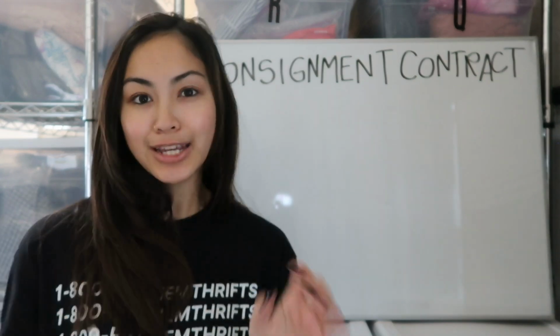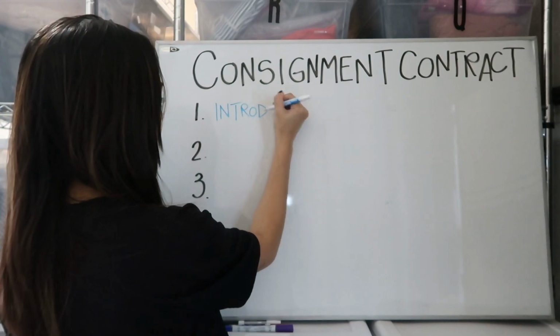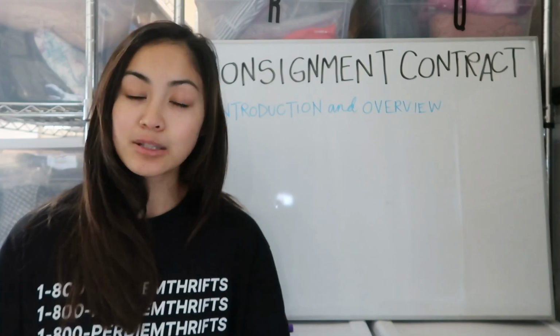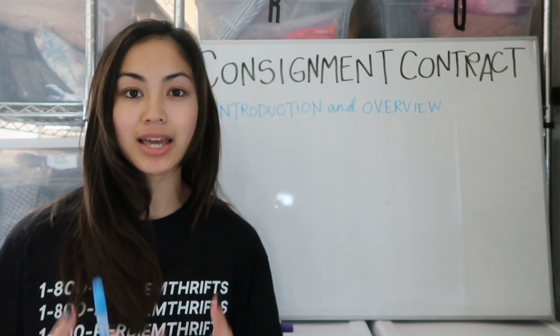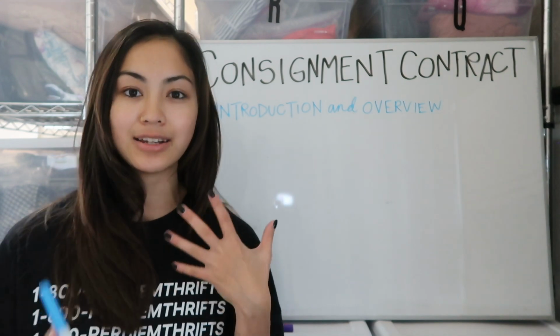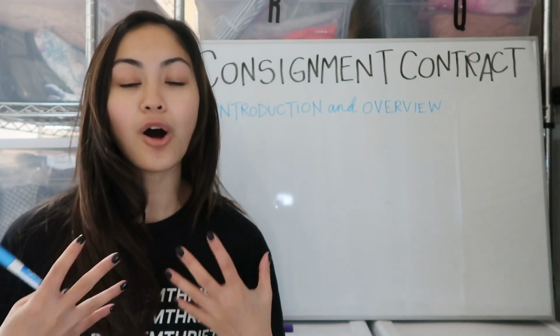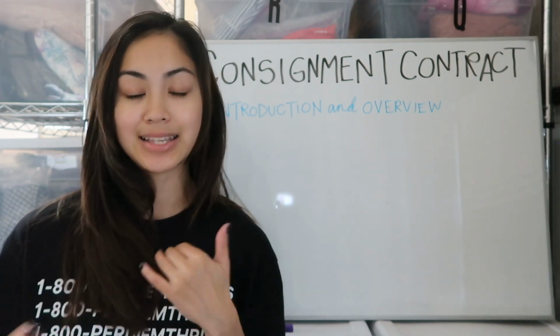So the first thing that I included in my contract was an introduction and overview. I don't just use my contract as an agreement between a client, I also use it to explain to potential clients and new clients how the process works. I think showing them a contract kind of shows them how serious I am as a seller and all of the ways that both I and my client are protected in this exchange.